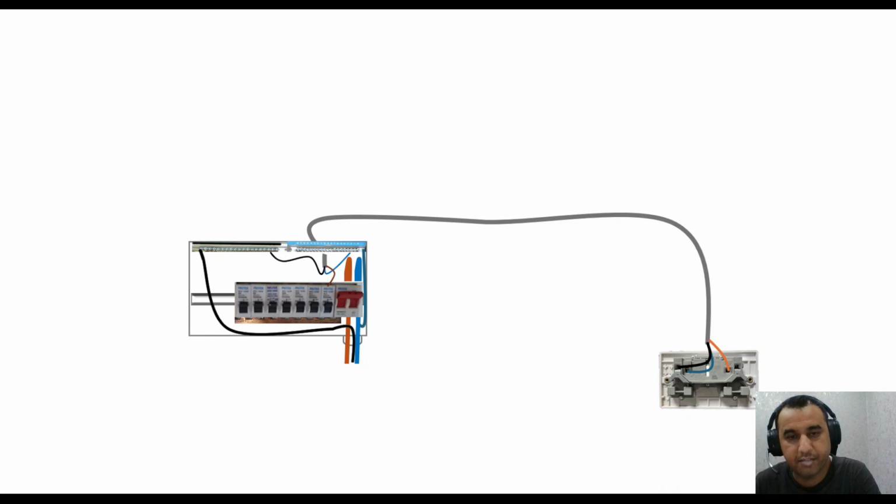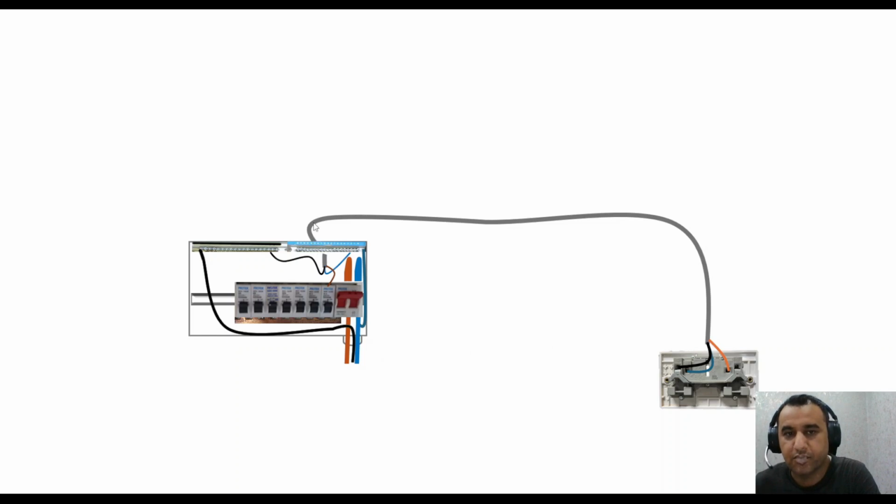Previously, I've discussed the PME system. PME is different because the neutral and earth are combined in PME. But here we've got separate neutral and earth all the way to the transformer. This is what I'll show you in the next few slides. But right now we're going to be discussing what we've got here.